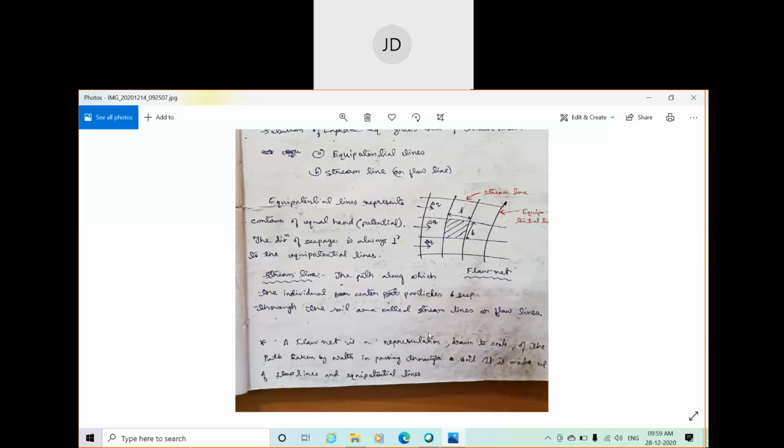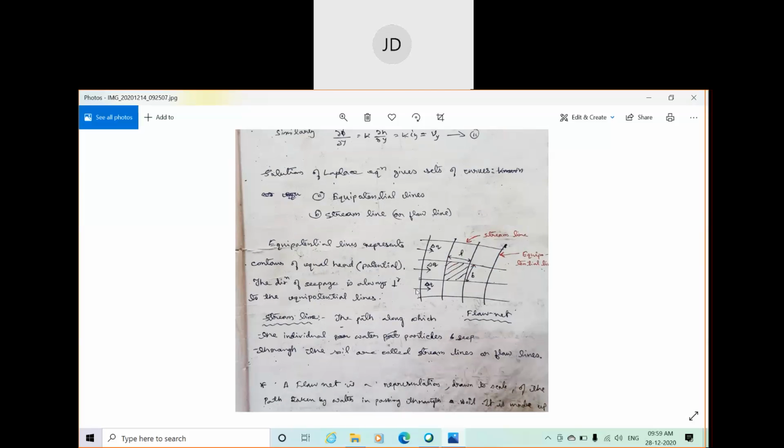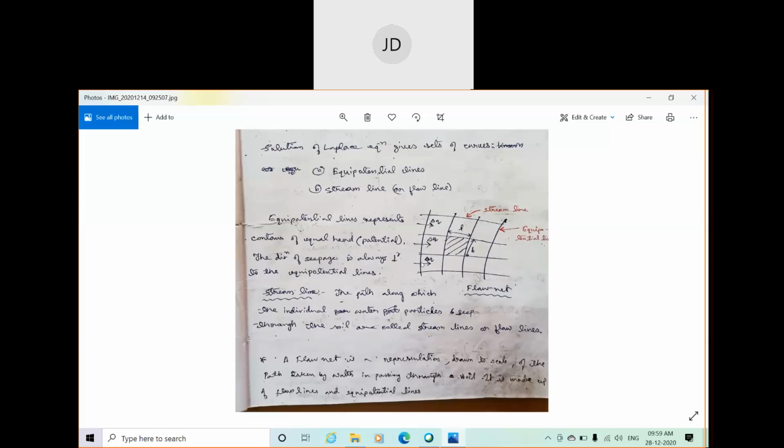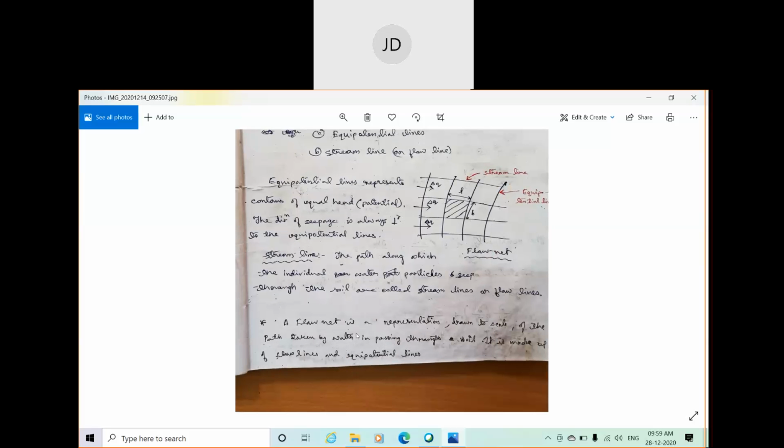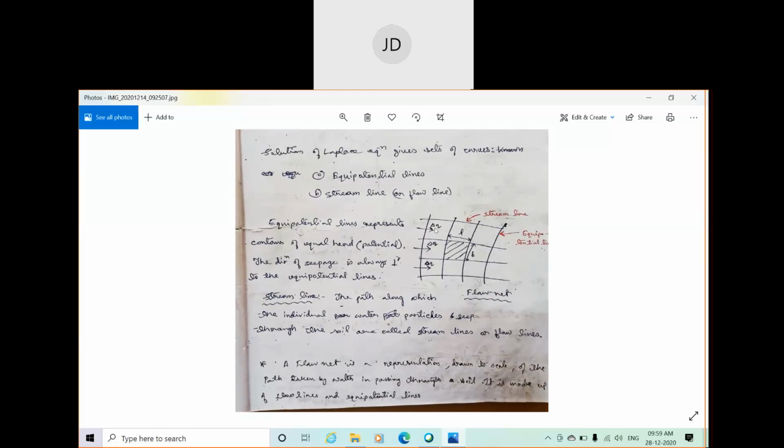So this is all about today's class. Still there is something that needs to be discussed related to flow nets. We'll discuss some basic properties of flow nets in the next class.